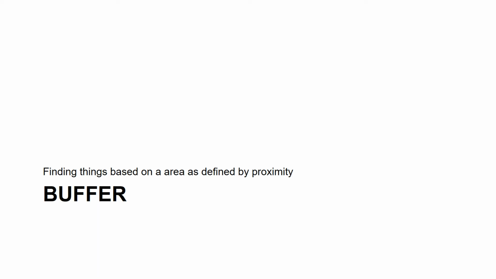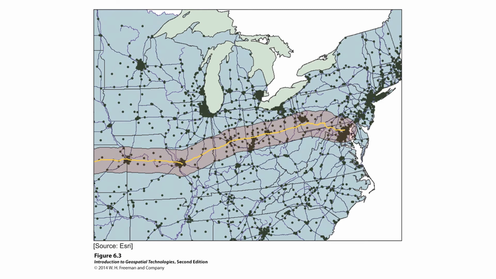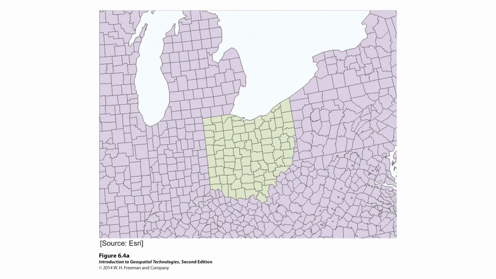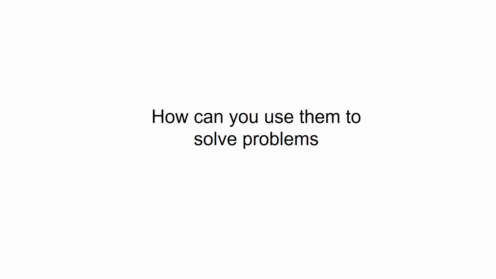Buffers find things based on an area as defined by proximity. Here we have a road going across the country. We put a buffer around it by some distance, and we can use that to then select everything within that distance from the other object. Queries find things based on some common attribute. For example, here we have the state of Ohio, and we have all the counties in the U.S. An additional field was the state, and so if you want to know what Ohio looks like, you can literally just go and select all the counties that are within the state of Ohio, and then you get this.